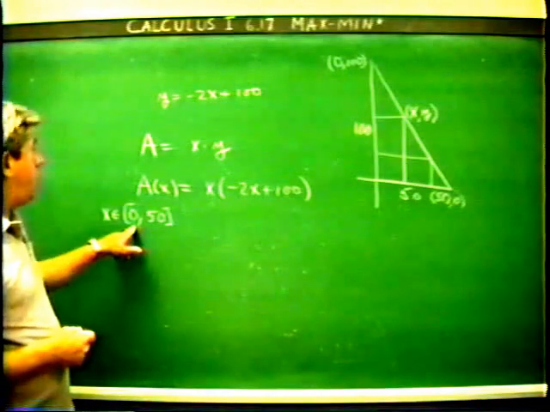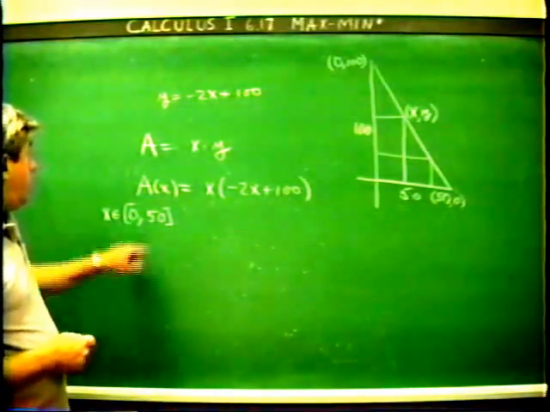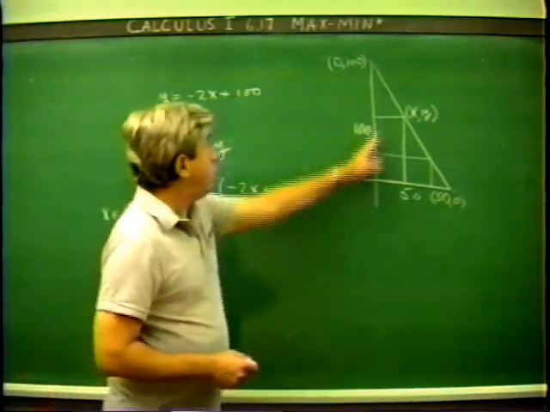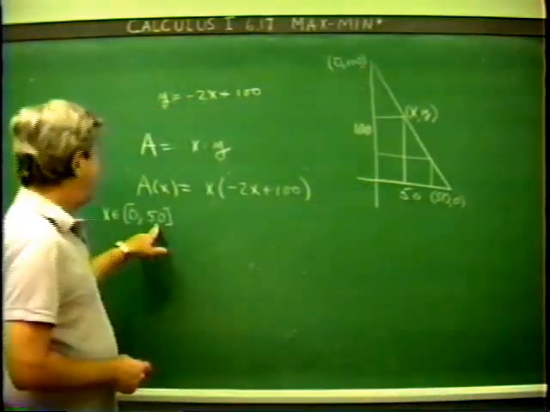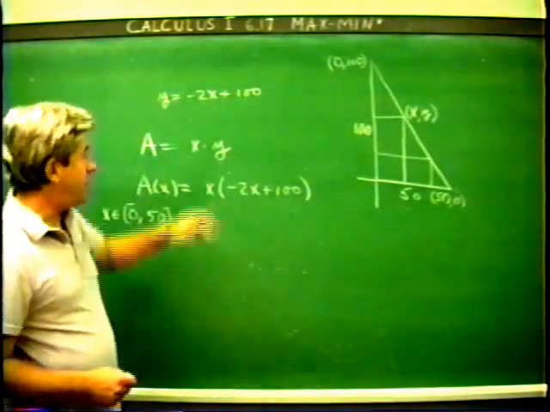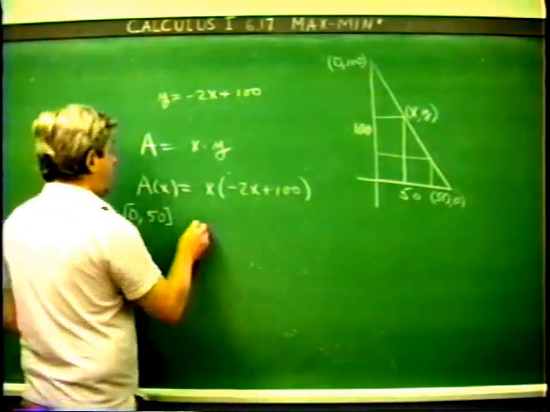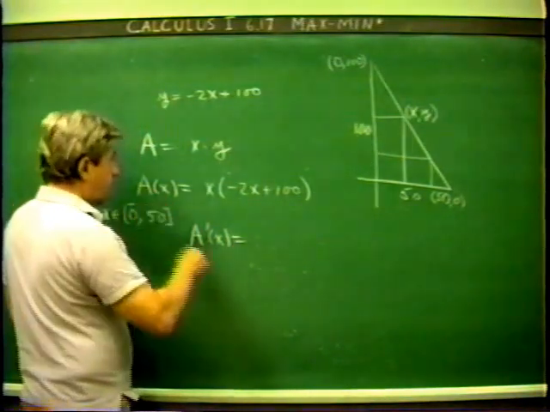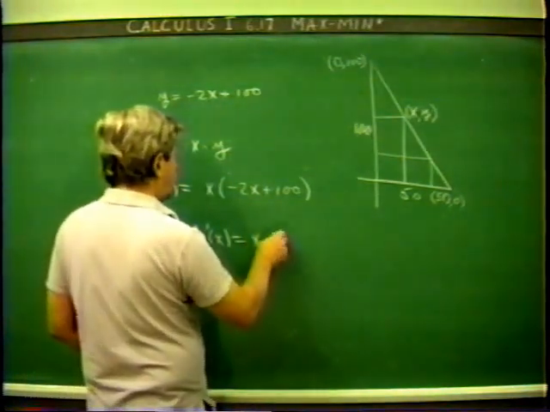Where does this make sense? X in the interval from 0 to 50. And it's clear that the endpoints are not where the maximum is going to occur. Actually, the endpoints are where the minimum is going to occur, because when x is 0, you end up with no rectangle to speak of. And when x is 50, the same thing is true.